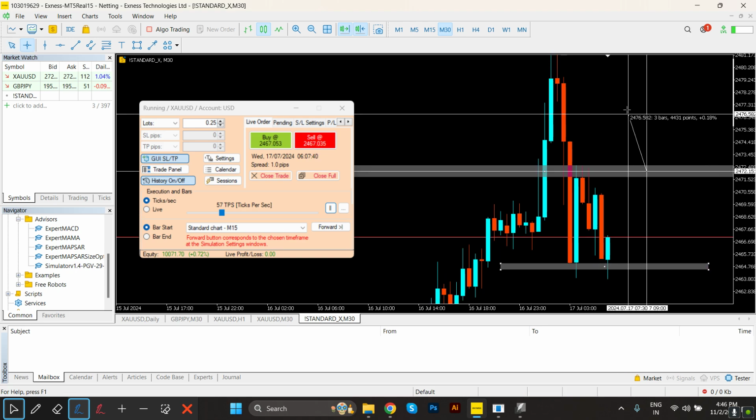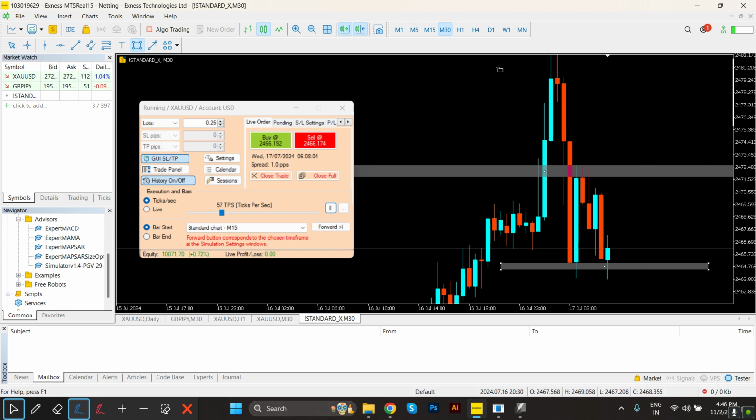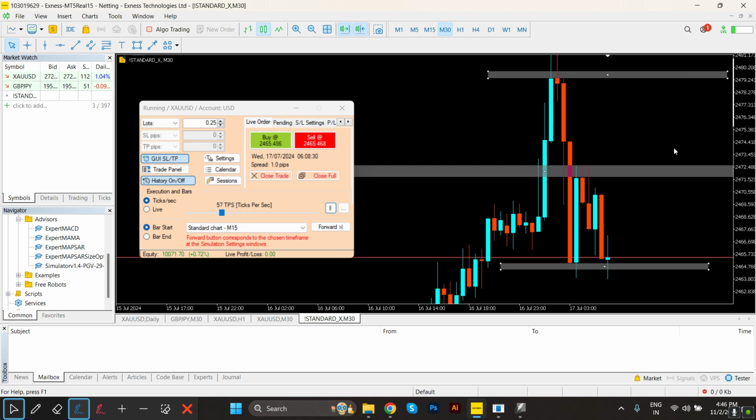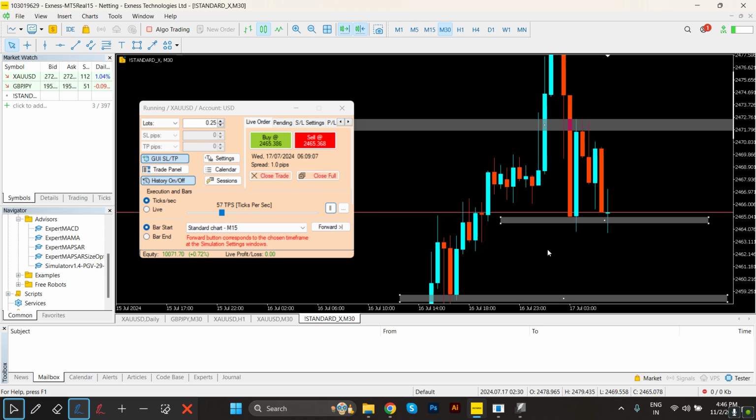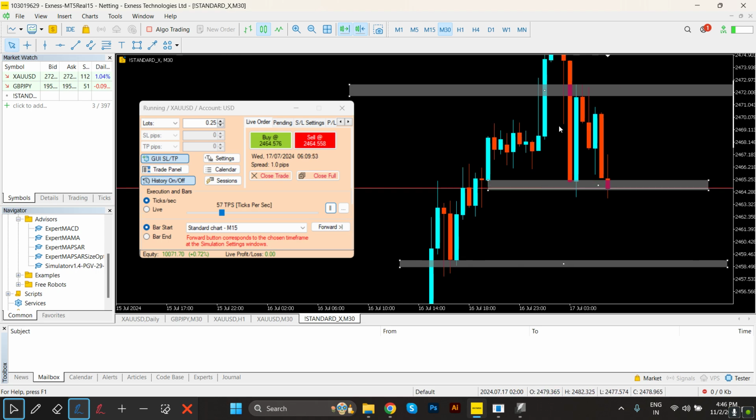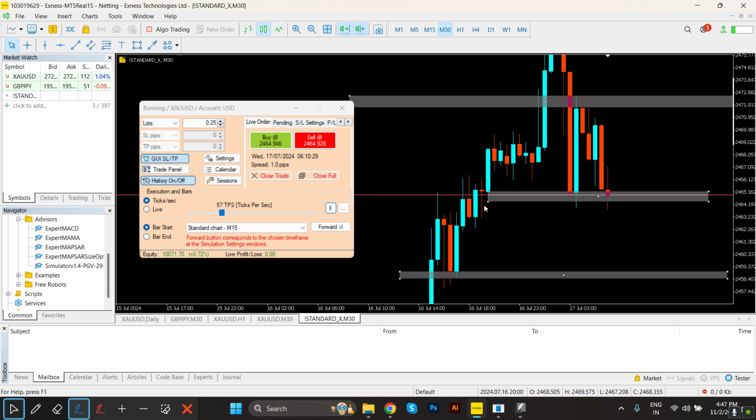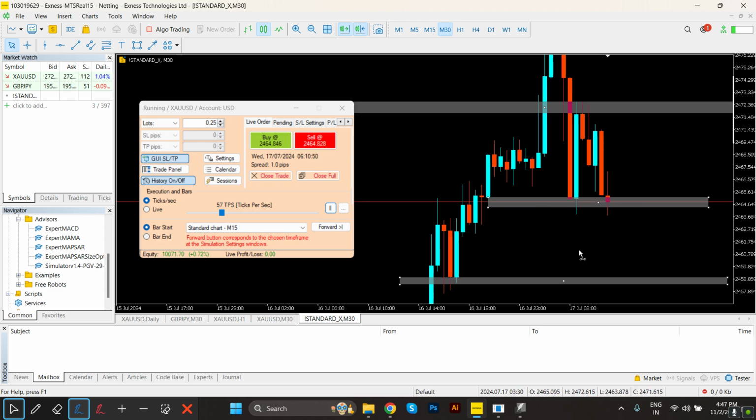So 1 hour, 30 minutes, it's just tough price action. Buys look good for me, to be honest, to maybe come up and test this 2480 area. But apart from that, sells I'm not interested in, because we have very messed up price action at the moment.